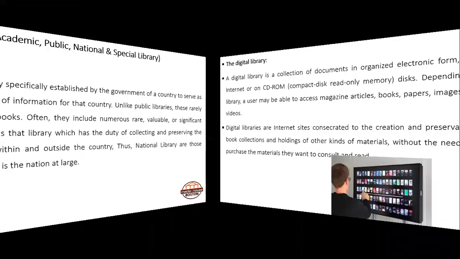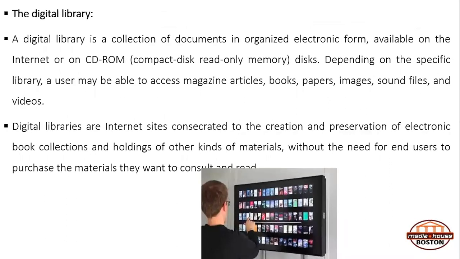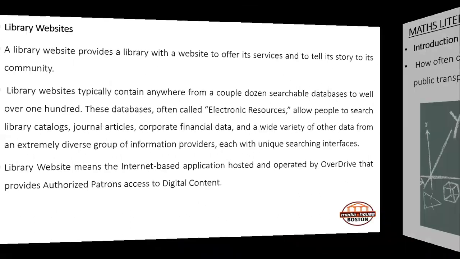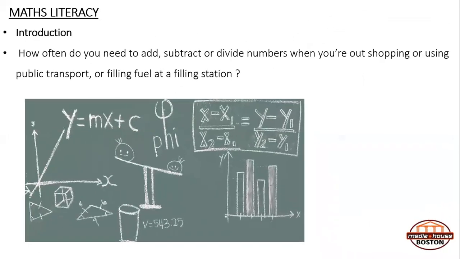Then we have the digital library. It is a collection of documents in organized electronic form, available on the internet or on a CD-ROM, which is your compact disc read-only memory. These are discs. Depending on the specific library, a user may be able to access magazines, articles, books, papers, images, sound files, and videos. Digital libraries are internet sites where you can get more information about particular subjects and stuff like that.